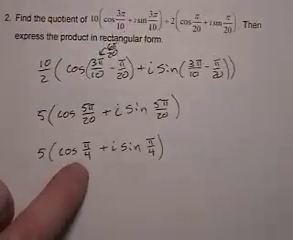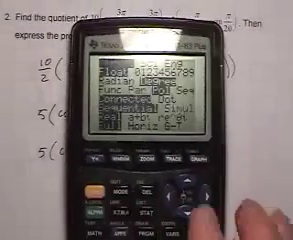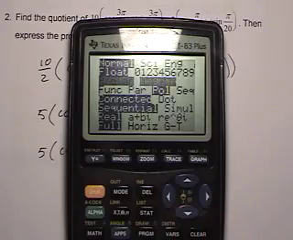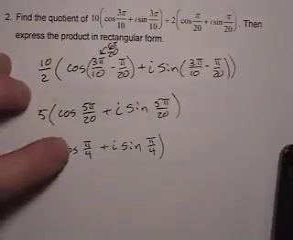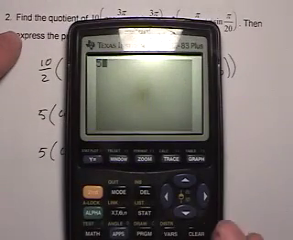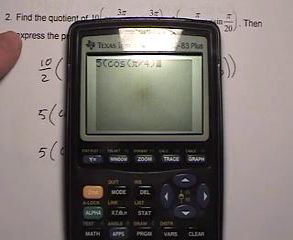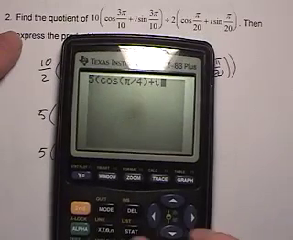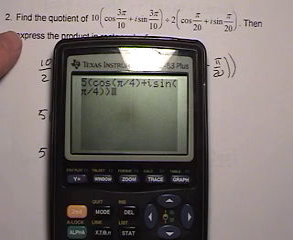Now be careful, I'm plugging in radians, so my calculator has to be in radians. Go to mode and make sure you're in radians. Now I can plug it in just like it's written: 5 cosine pi fourths plus i, which is second period, sine, and then pi fourths. The pi is second caret. When I'm good, close it all and hit enter.